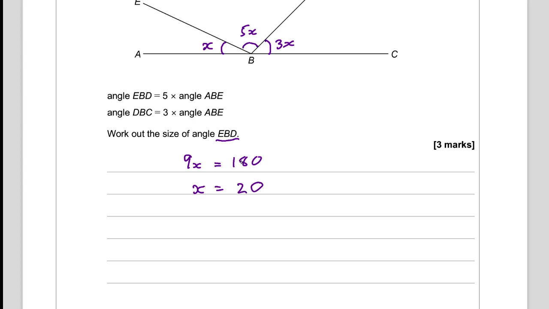That's not actually the angle that I wanted. I wanted 5x, so I wanted EBD. That's going to be 5 times 20, so that would be 100 degrees.